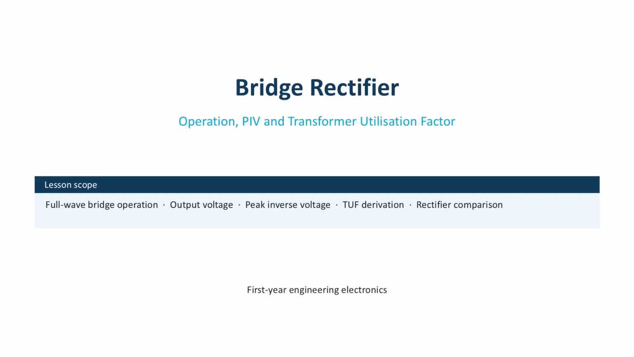In this lesson, we study the single-phase bridge full-wave rectifier. A bridge uses 4 diodes and a transformer secondary without a center tap. We will trace both half cycles, relate the ideal and practical output voltages, determine the peak inverse voltage, and then derive the transformer utilization factor.